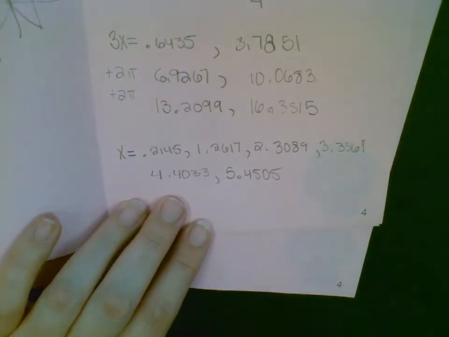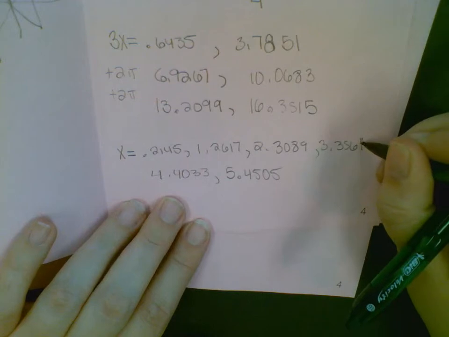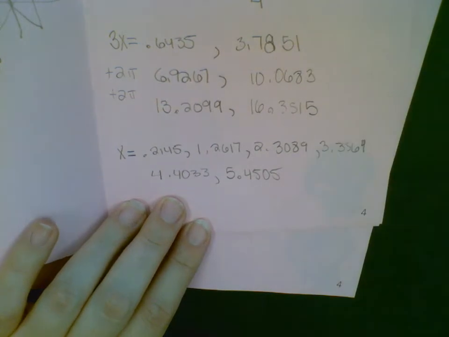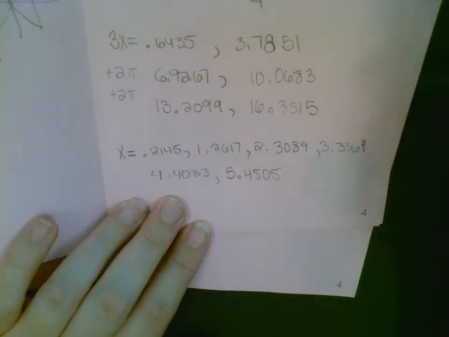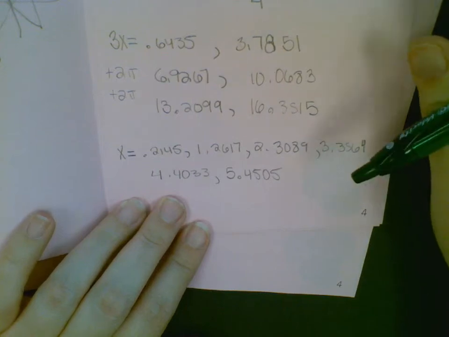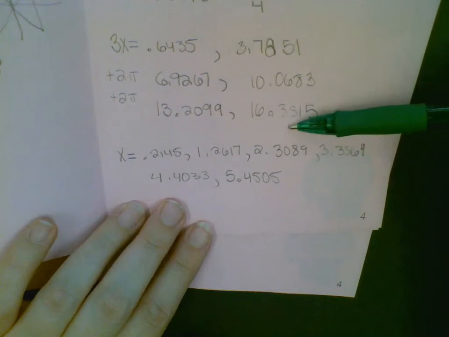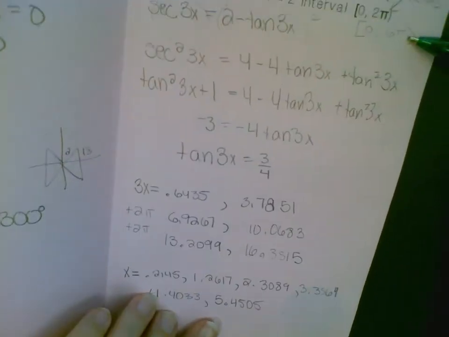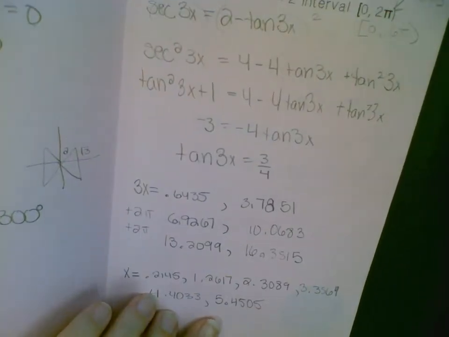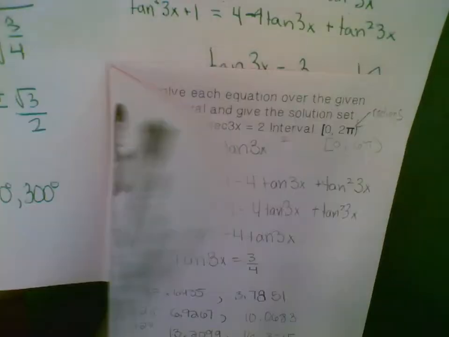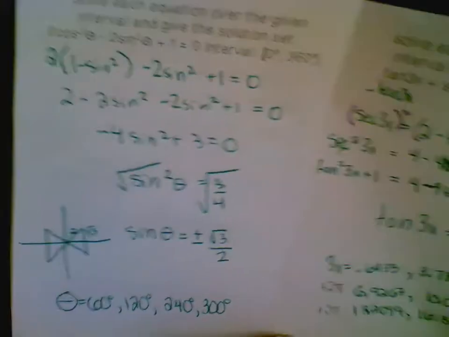And I know that would have been a lot easier if we were in degrees, because, well, we'd still have decimals, but I think it makes more sense in degrees. So we had to have all these answers because our interval increased because it said 3x instead of just x. So let's try another one.